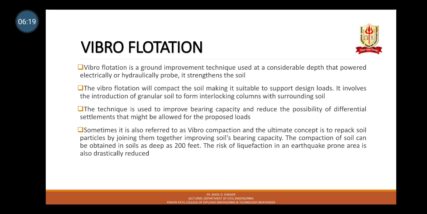The second modern technique is vibroflotation. Vibroflotation is a ground improvement technique used at a considerable depth, that by using a powered electrically or hydraulically probe, it strengthens the soil. The vibroflotation will compact the soil, making it suitable to support design loads. It involves the introduction of granular soil to form interlocking columns with surrounding soils.